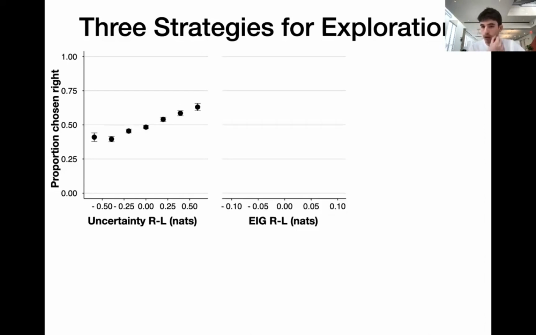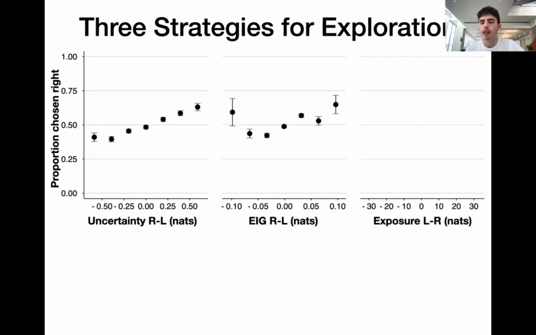If that is what participants are doing, we expect a positive relationship here as well, and we don't quite see one. So maybe participants are doing something really simple, going by exposure. Again, we expect a positive relationship here, but we see a weirdly shaped negative one. I'm happy to talk about that on Discord if you find that interesting.